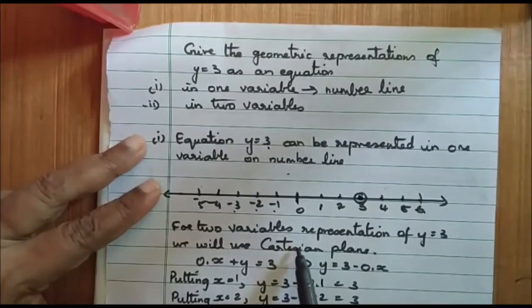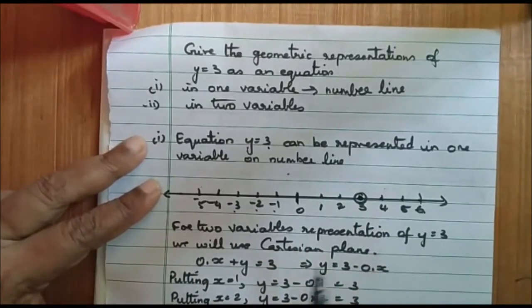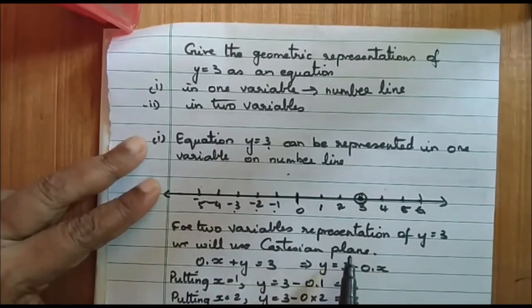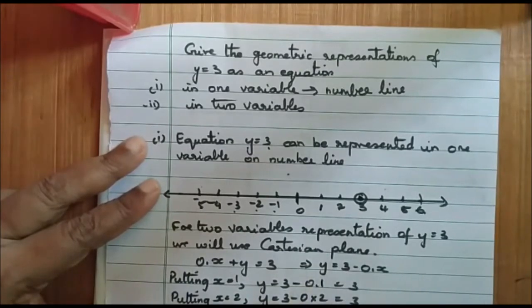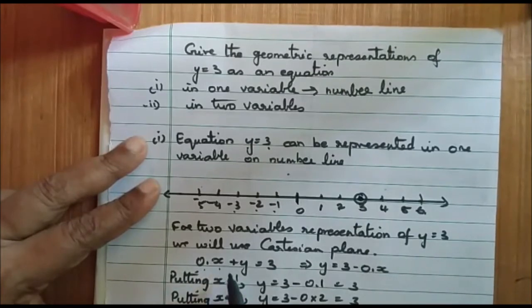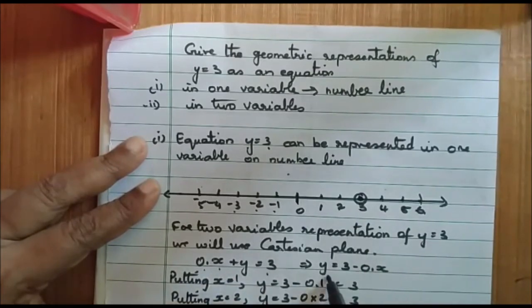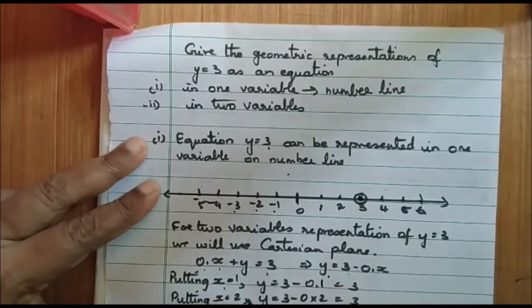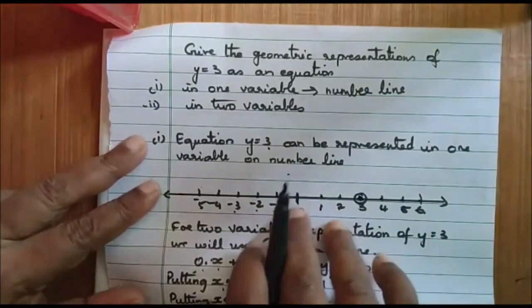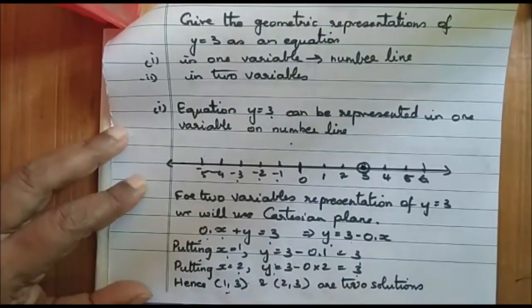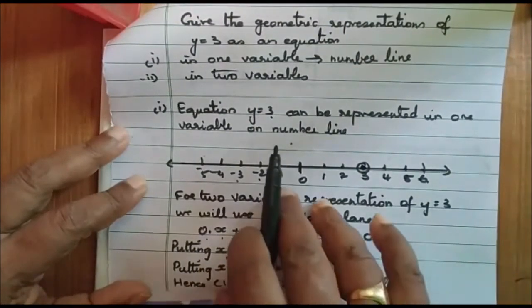Now for the two variables representation of y equals to 3 in the Cartesian plane, that means in the graph. This equation y equal to 3 can be written as 0 into x plus y equal to 3 or y equal to 3 minus 0 into x. When I put x equal to 1, I get y equals to 3. When I put x equal to 2, I get y equal to 3. So 1 comma 3 and 2 comma 3 are the two solutions. Now I will plot these two solutions on the graph.